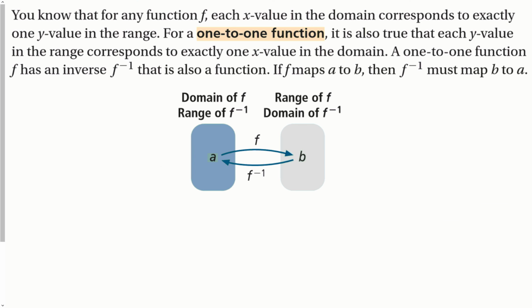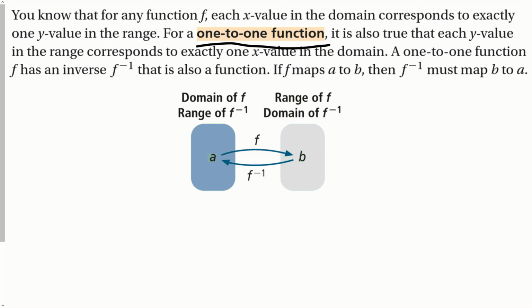Okay, so you know that for any function f, each x value in the domain corresponds to exactly one y value in the range. For special functions called one-to-one functions, it works both ways. So it's true that each y value in the range corresponds to exactly one value in the domain. So basically that means your input gives you an output, and that output only gives you one input, okay? So that means x's never repeat and y's never repeat.